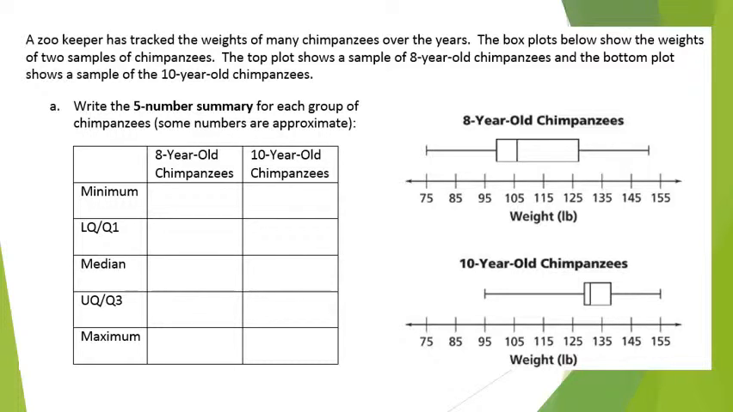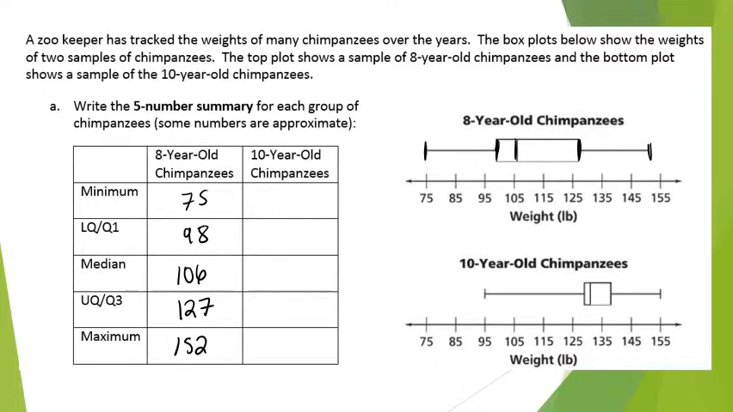The minimum for the 8-year-old chimpanzees matches with this value right here, 75. The lower quartile, or Q1 value, is going to be right here around, let's say, 98. Median looks like it's a little higher than 105, so I'm going to say 106. Upper quartile, it's a little higher than 125, let's say 127. And the maximum up here, a bit less than 155, I'm going to say 152. Again, some of those numbers may be approximate.